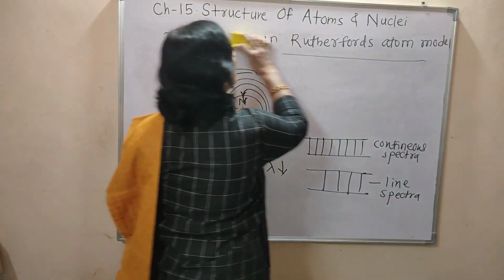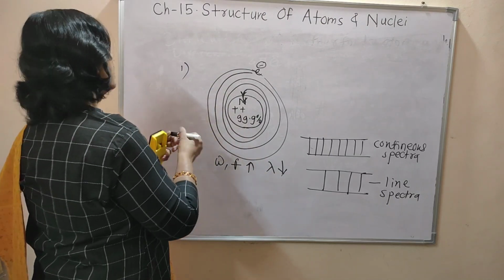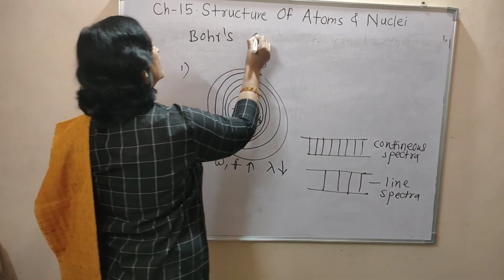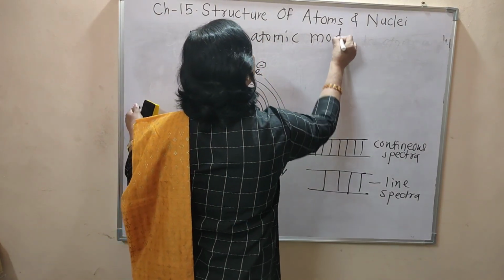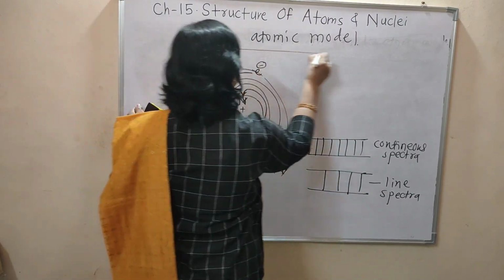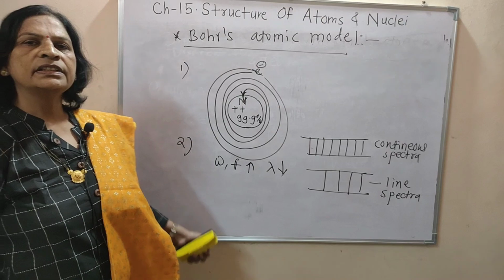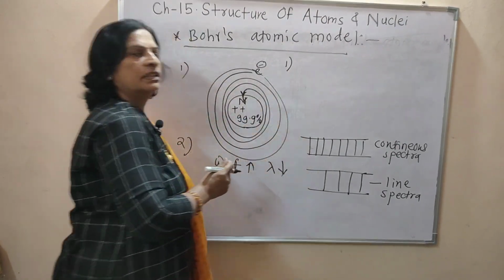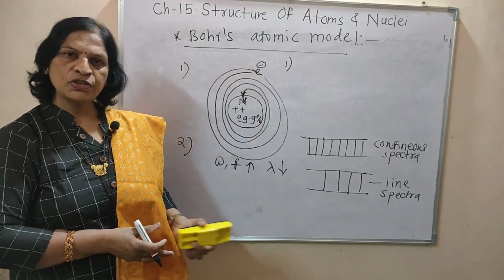Bohr's atomic model consists of three postulates. Then, the first postulate. Bohr's atomic model is for the hydrogen atom.